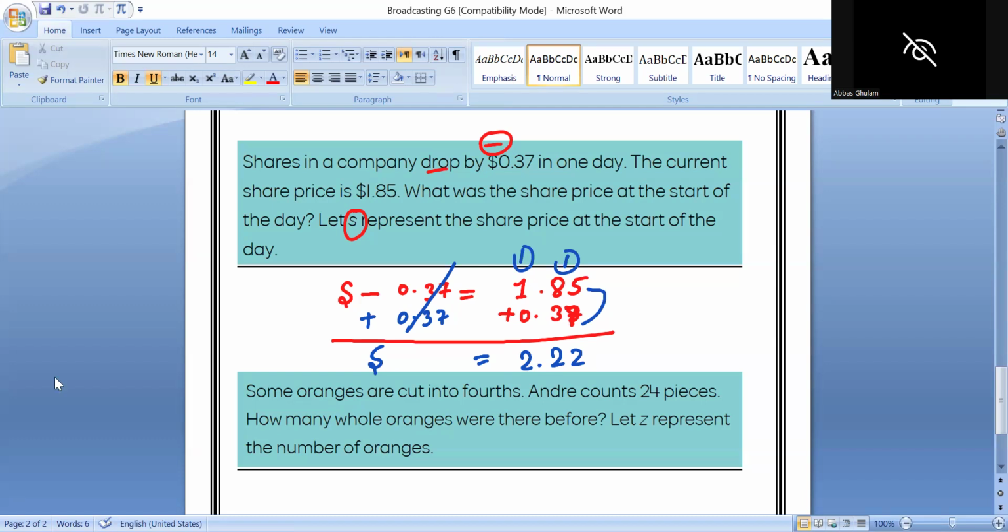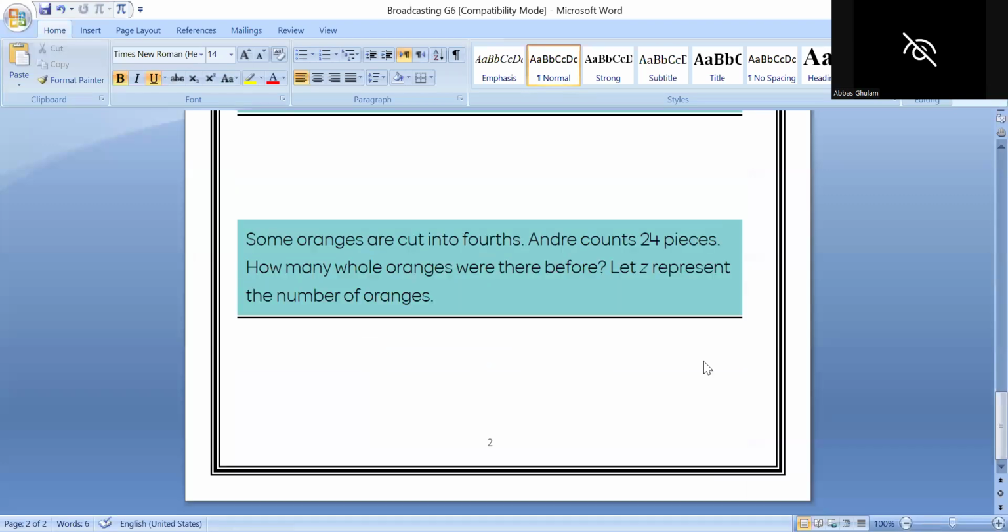So let's try to solve another example. Here some oranges are cut into fours. It means some person has some oranges and is cutting them, and every orange is how many pieces? 4 pieces. And you count total pieces, how much? 24. So I write here 24 pieces equal. Or you can also write 24, no problem. Which kind of variable are we using? Z. He is asking us how many whole oranges there were before.